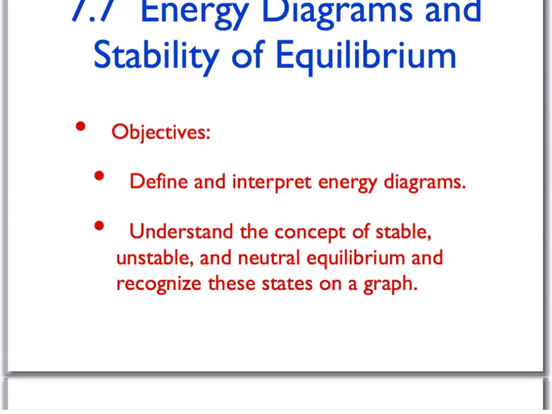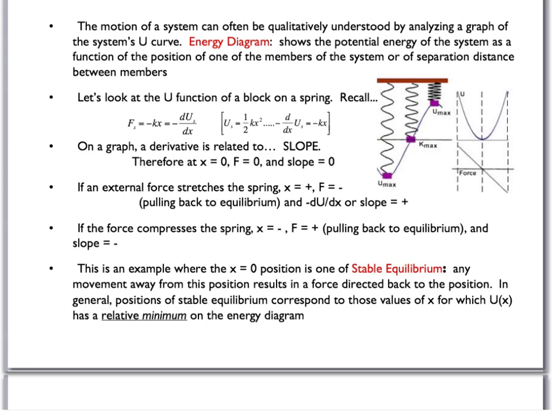In section 7.7, we introduced the idea of energy diagrams and the stability of equilibrium. Our objectives here are to define and interpret energy diagrams and understand the concept of stable, unstable, and neutral equilibrium. We also want to be able to recognize these states on a graph. The motion of a system can often be qualitatively understood by analyzing the graph of the system's potential energy curve.